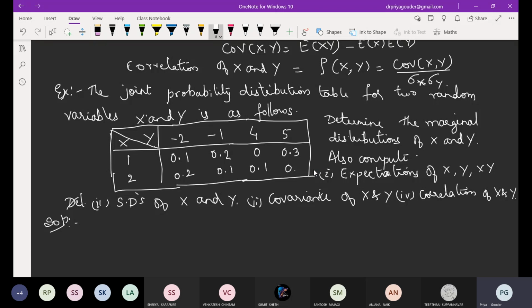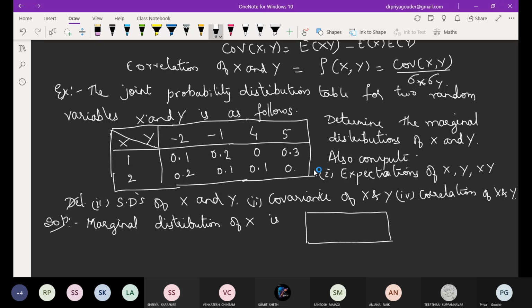Now, to find the marginal distribution, just see how to take it. Marginal distribution of X. What you have to do, take one table. First, you write the values of X or you mention it as Xi. I'll take it as small x. Corresponding to small x, I'll take the function as f of x. Now see the table.